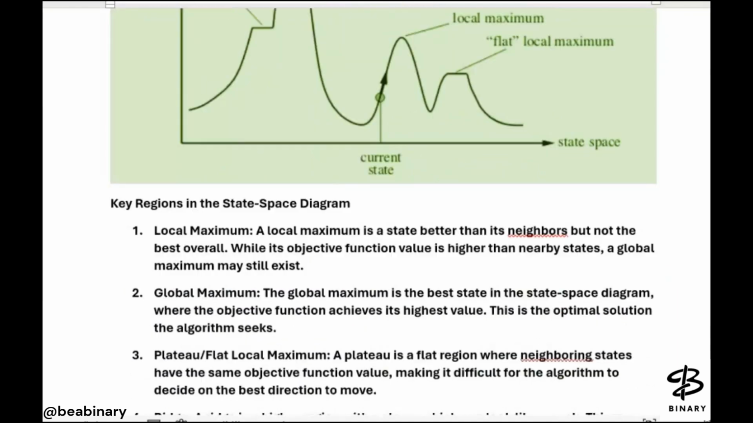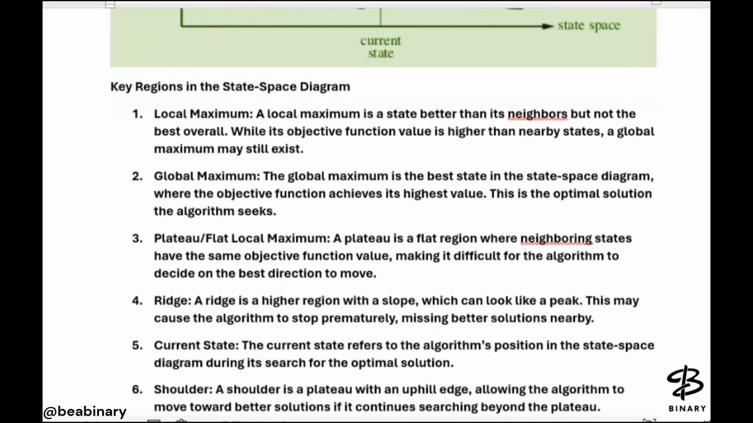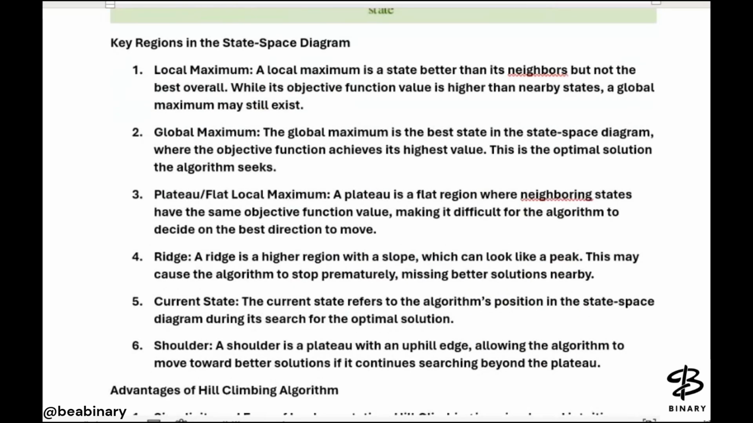What is a local maximum? A local maximum is a state better than its neighbors only, but not the best overall. And what is the global maximum? It is the best overall. What is the objective function? For a local maximum, the objective function value is higher than its nearby states, or simply neighboring states, and the global maximum may still exist if we are having a local maximum, right?